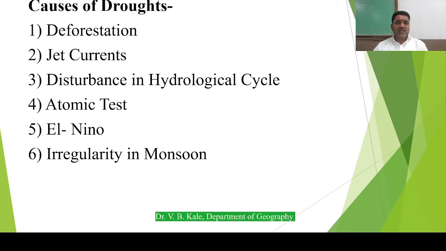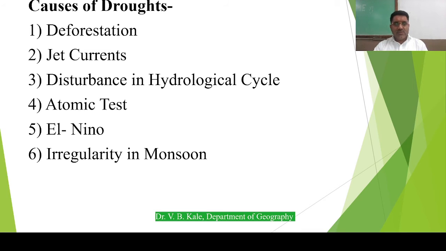Disturbance in the hydrological cycle. As we know, there are too many climatic changes occurring every year, and each and every region is facing the problem of the hydrological cycle. There is no balance in the hydrological cycle, and that's why it creates problems in rainfall occurrence and makes the area drought prone.